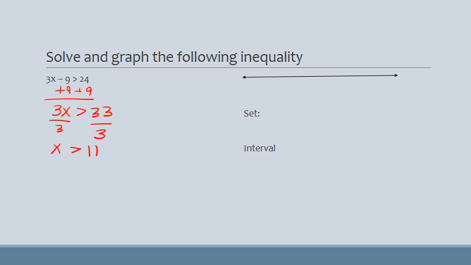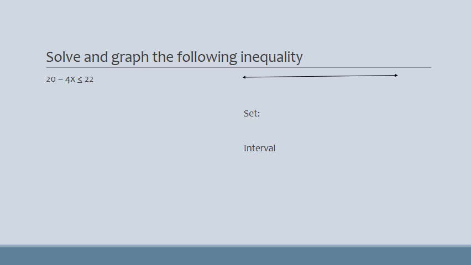So if I'm going to graph, I'm just going to go 0. I'm okay with you just going 11 and then 12. Or you can even go 10, 11, 12 and show me that you kind of know how the order that it goes. I'm going to have an open circle on 11. It's greater than, so it's everything to my right. In set notation, it's x is greater than 11. In interval, it's 11 with the parentheses to infinity with parentheses.